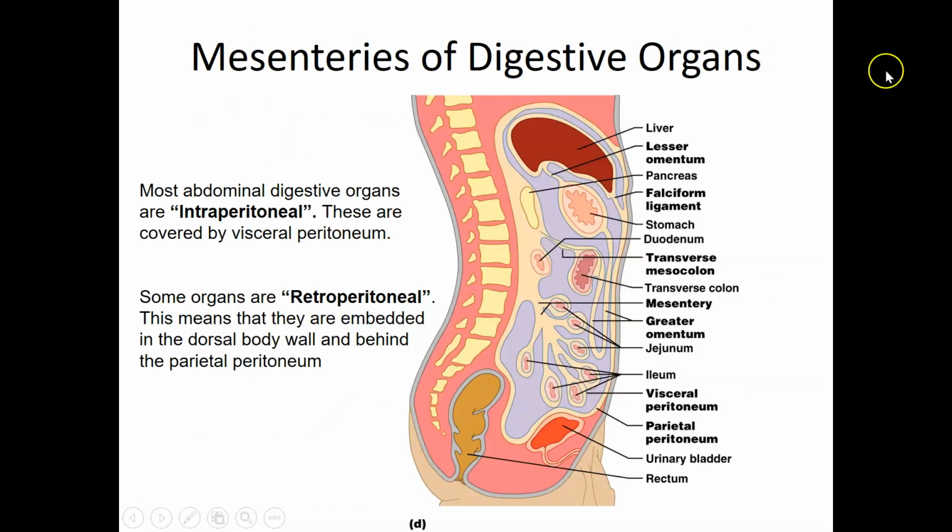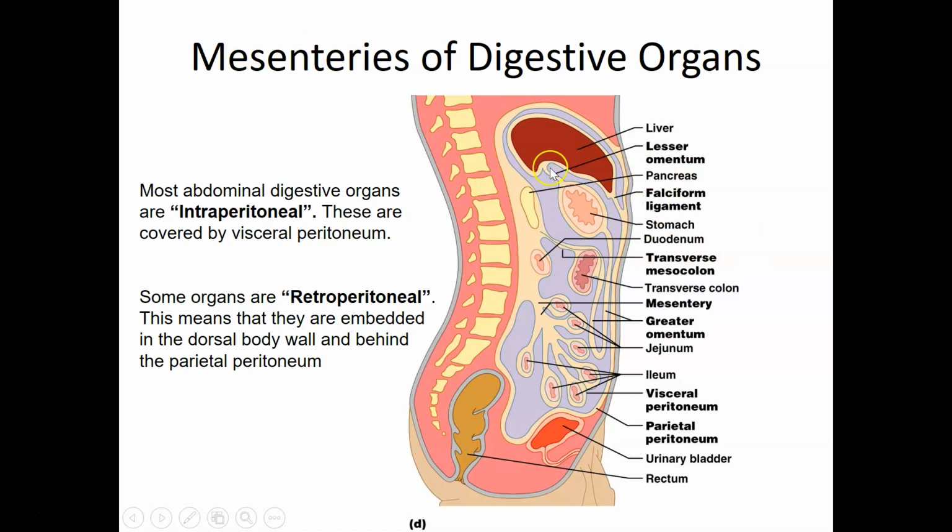A little bit more about the mesenteries. So this is a mid-sagittal section of the trunk of the body, mostly the abdomen shown here. And in this pictorial view, we can see some of the main organs: liver, stomach, part of the large intestine, small intestine, and pancreas is also shown there. And so this illustrates the mesenteries pretty well.